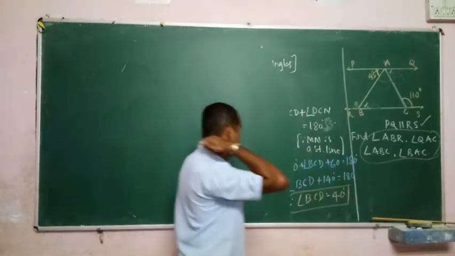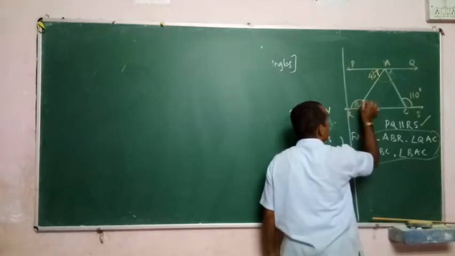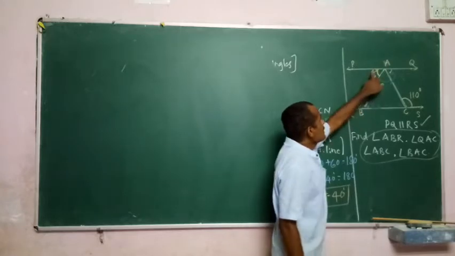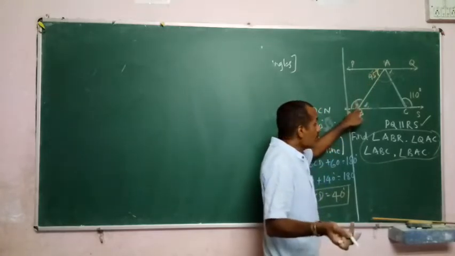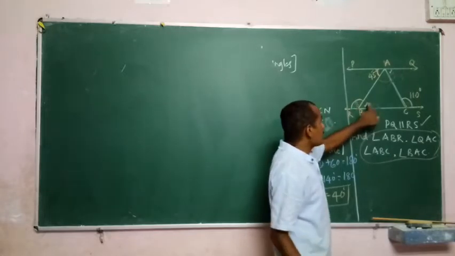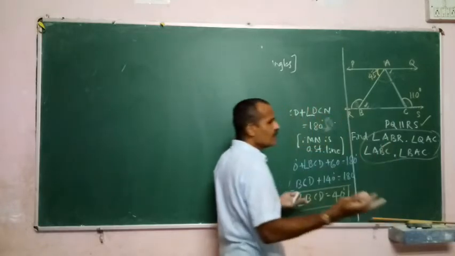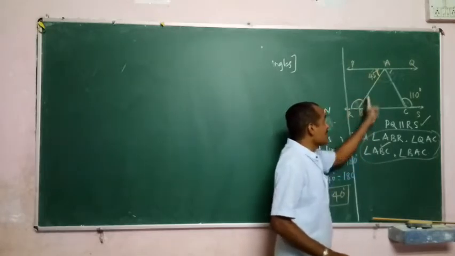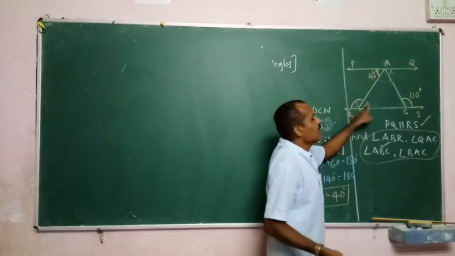What do they ask? Find ABR. This angle they ask first. What property can I use? The sum of these two is equal to 180 degrees because of the co-interior angles. You can start from here. Otherwise you can first find angle ABC. Either you find this first using alternate interior angles, then find this, or first find this using the co-interior angles and find this one in the same way.